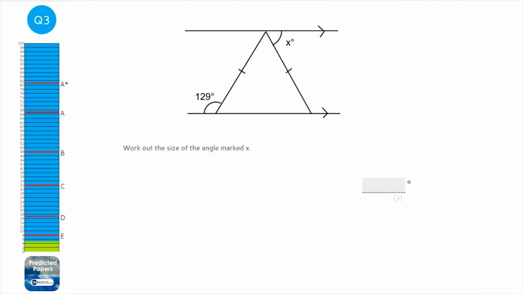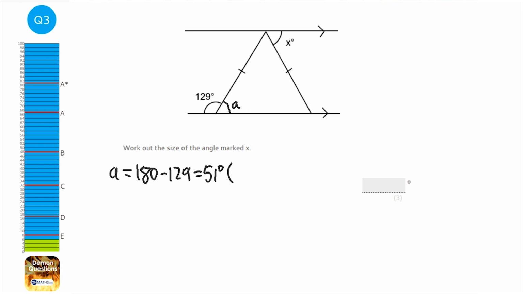Okay, so there's a few different ways of answering this question. I'm going to go through one method. If you've come up with a different method and you can show all your working out and all the stages, then that's fine. So I'm going to work out this one first, which I'm going to call A. And A is going to be 180 minus 129, which is 51 degrees.